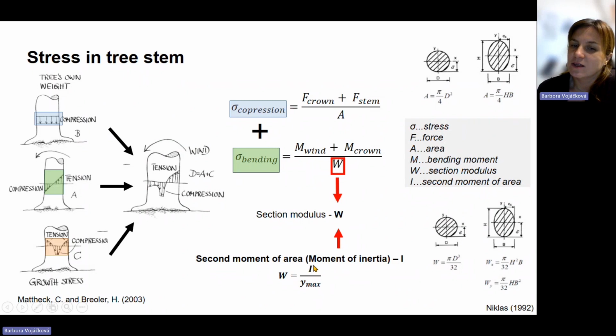And the section modulus is calculated from this moment of inertia, which is done like this: the moment of inertia is divided by the maximum distance from the neutral axis. And now I will go into more detail about these two geometry parameters which we are using in our calculations. It's because some authors are working with the moment of inertia and some authors are working with section modulus. So I think it's good to review what is behind these two letters.